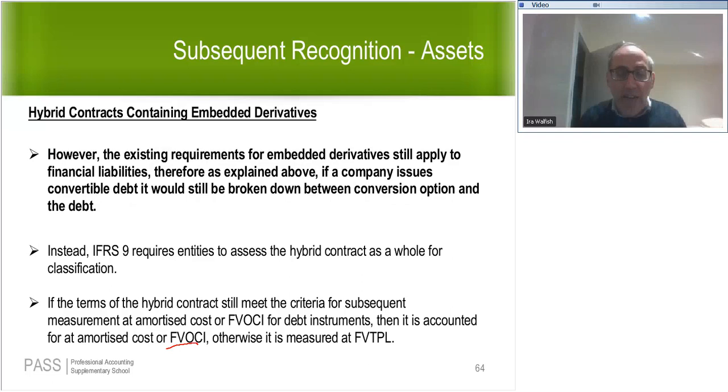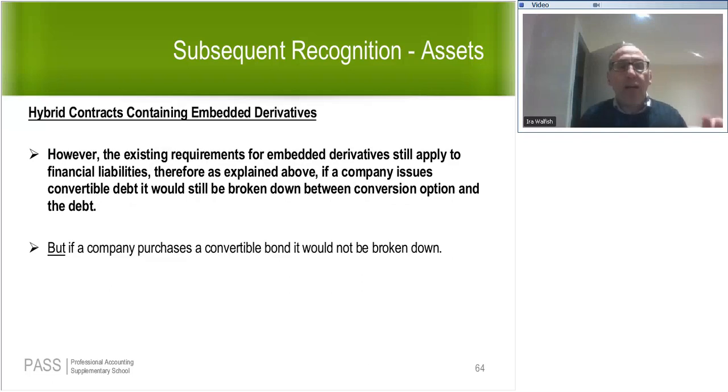But again, I wouldn't worry too much about embedded derivatives. It's very, very complicated. It's basically where you build a derivative into the host instrument.